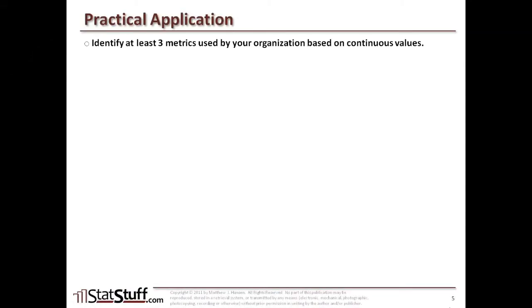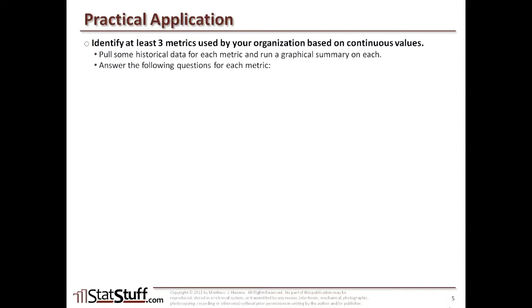All right, before we close this lesson, let's discuss how we can apply some of these concepts in a practical way. Well, if you have Minitab, I would challenge you to identify at least 3 different metrics that you use in an organization that are based off of continuous values. Again, those numerical type of values. And for each of those, try pulling some historical data and try to run a graphical summary on each of those different values. And after doing that, try to answer these next few questions based off of that graphical summary that you created on each one.